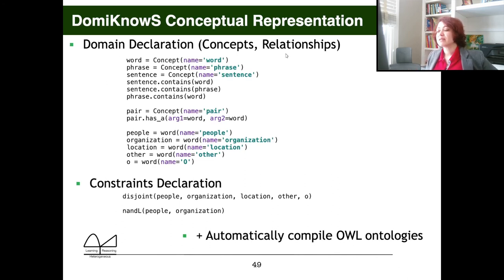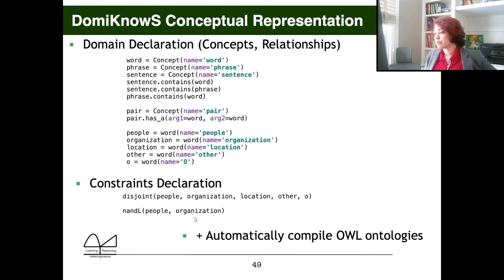We start with a definition of our concepts and relationships. I have words, phrases, and sentences contain words. I have output concepts, like people. People are words, organizations are words. And maybe I have relations that are pairs, and they have two arguments. So we define this, and then we have the constraint declaration, like these labels are disjoint. That's the only thing that I need to write. Or NAND of people and organizations.